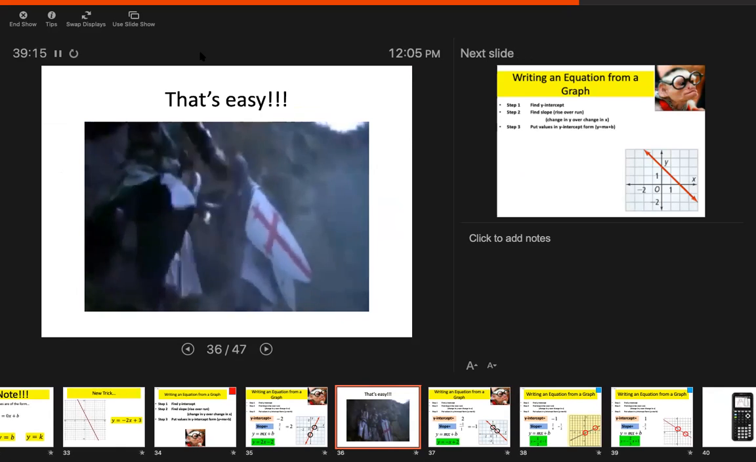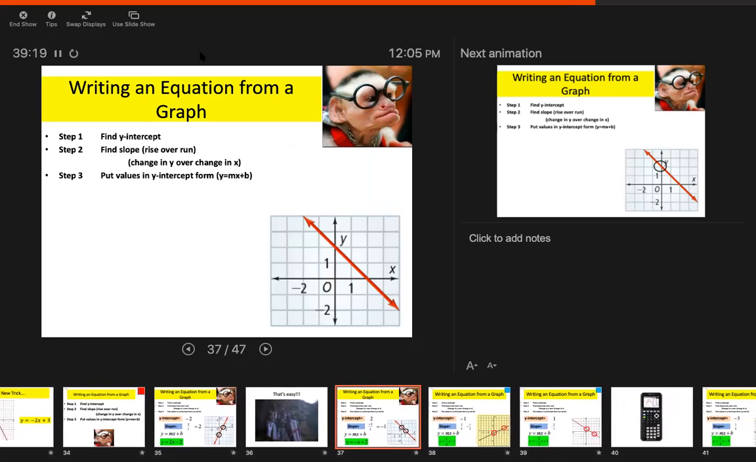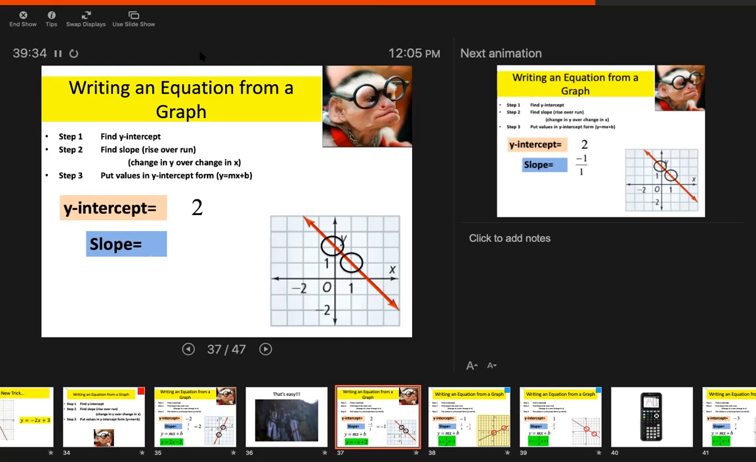Oh, heck yeah, it is easy. All right. Here we go. One more time. Step number 1, find the y-intercept. Right there. +2. I need a second point to calculate slope. Here's 1, here's 1. I can put any of those. It looks like I'm going down 1, so -1 over +1. So I'm getting -1 over 1.